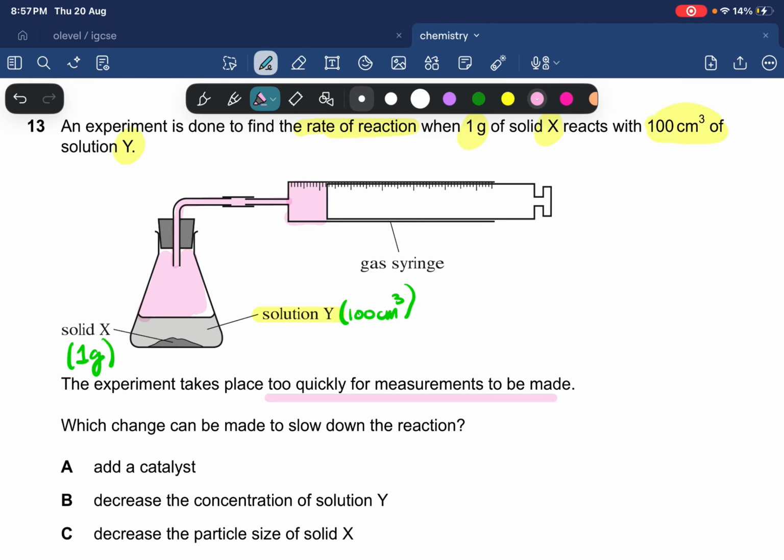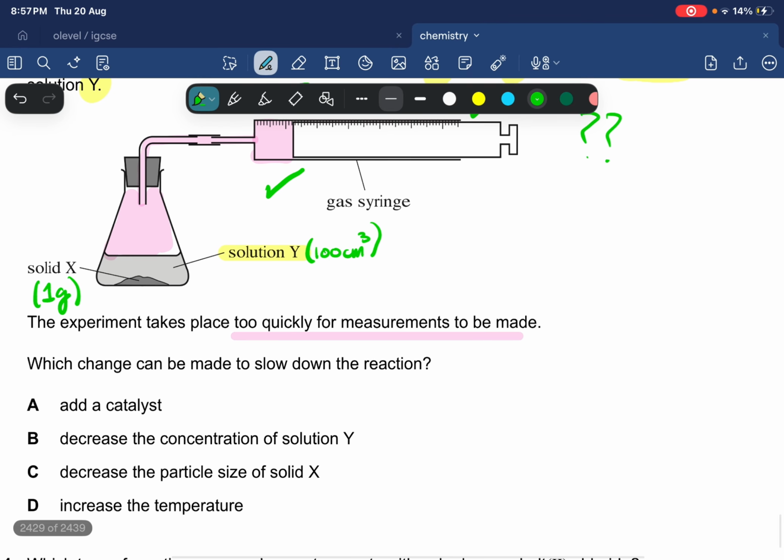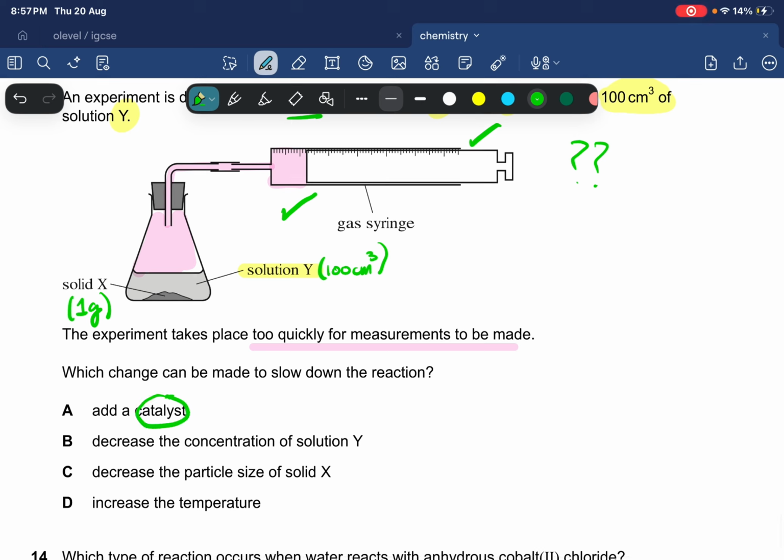First, we're collecting the gas. So what's happening to the time? The time is too fast. Because we have to measure the rate, we need two things: the volume of the gas collected, and the time. The time is too fast, so we need to slow it down, and for that we need to lower the reaction rate. Add a catalyst? A catalyst always increases your rate of reaction, so that's a cross.